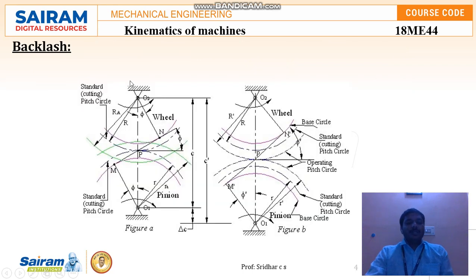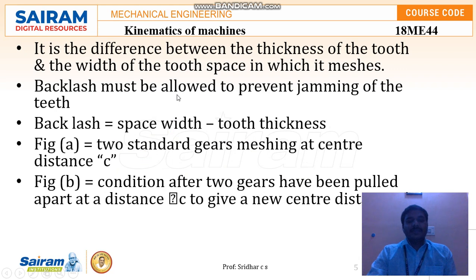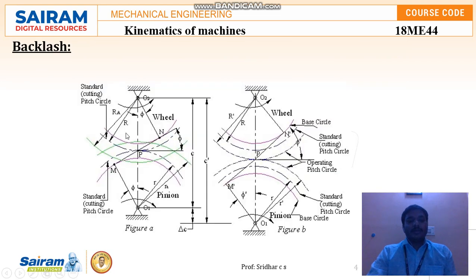Now the backlash. You can see the diagram. First we'll see what the function of backlash is. It is the difference between the thickness of the tooth and the width of the tooth space in which it meshes. Backlash must be allowed in order to prevent jamming of the teeth. Whenever two or more gears mesh, there is a chance of jamming. In order to avoid collision or jamming between the two teeth, we use what we call backlash.